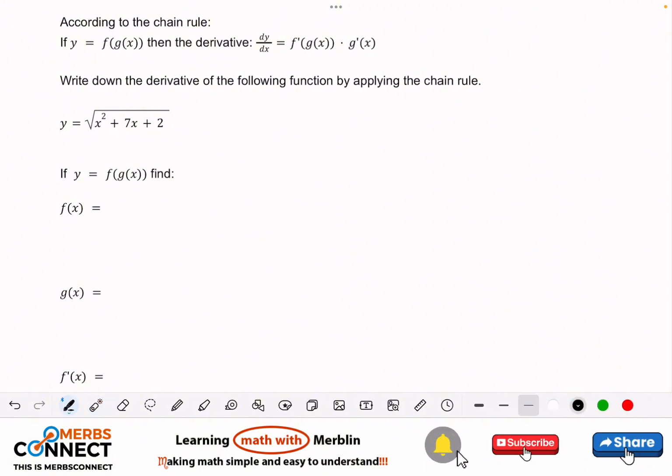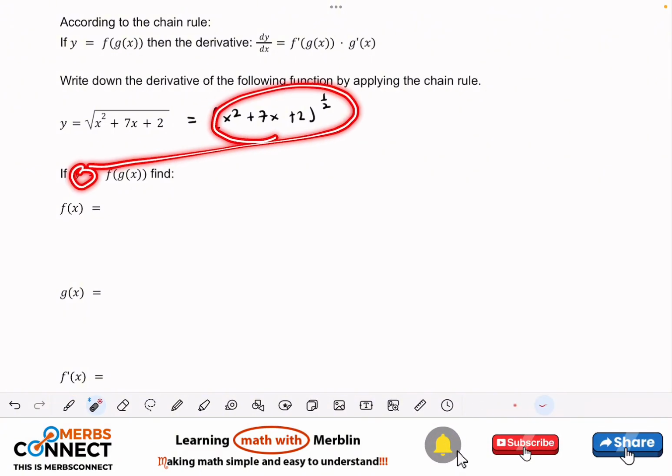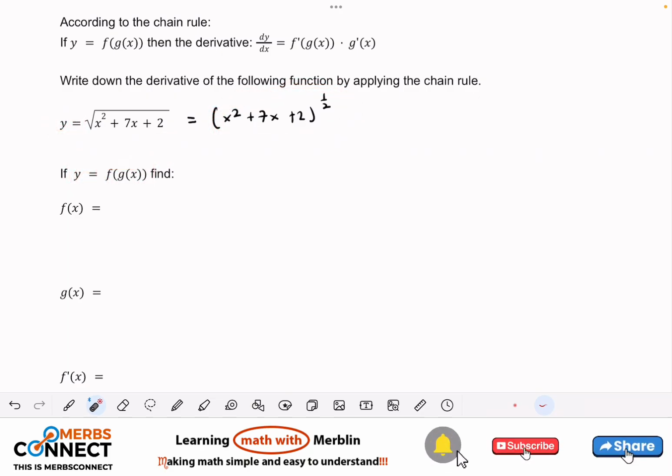The first thing that we need to do is we need to make sure that we rewrite this function as x squared plus 7x plus 2 to the power 1 over 2. So when I write this, then we see that y is equal to what is here, and then we are saying that it's the same as f of g of x. So what I'm going to do is base on this function to choose my f of x, g of x. But the strategy here is always choose your g of x first. When I choose my g of x, it will help me to know my f of x, right?